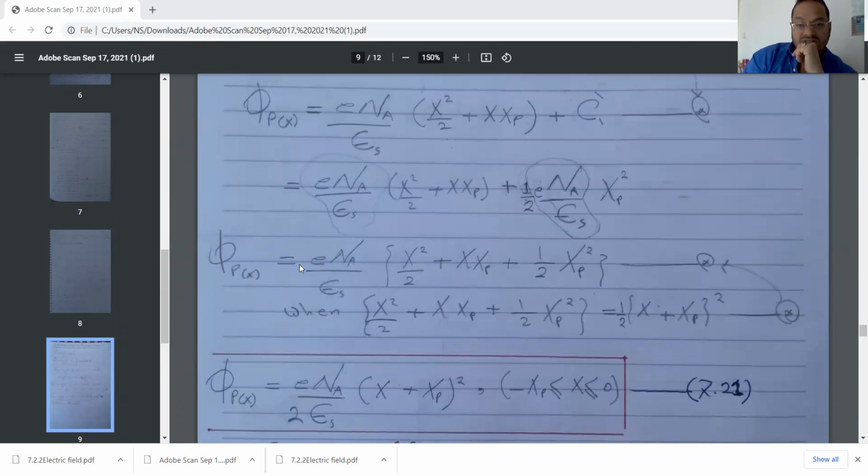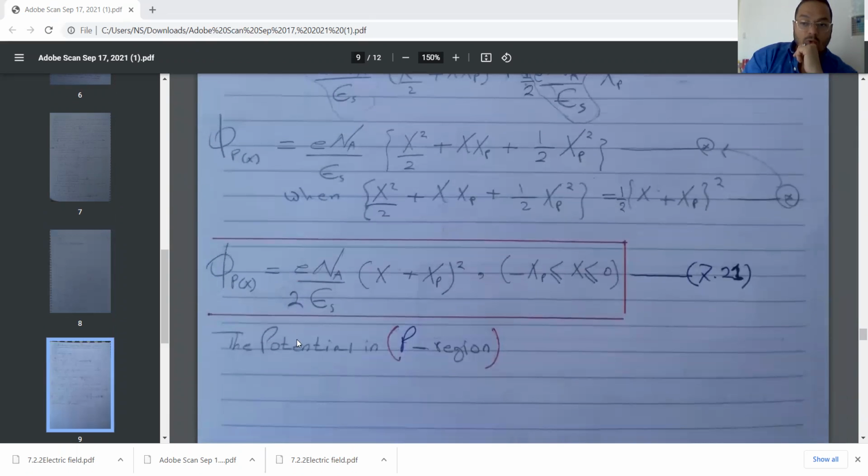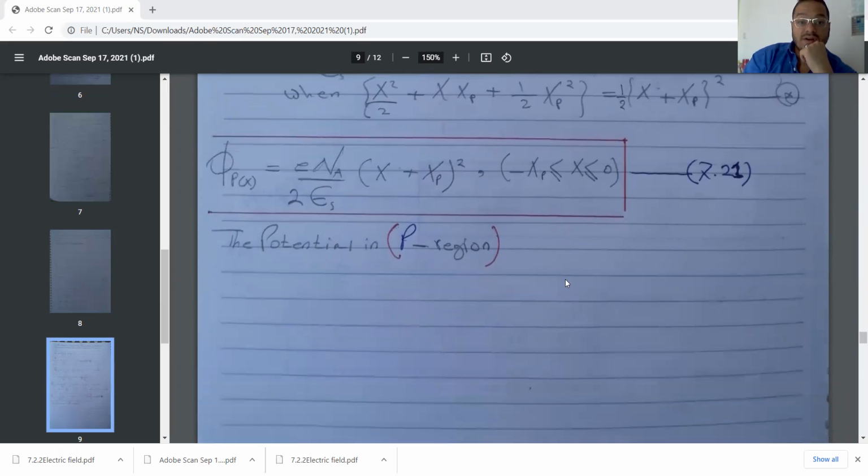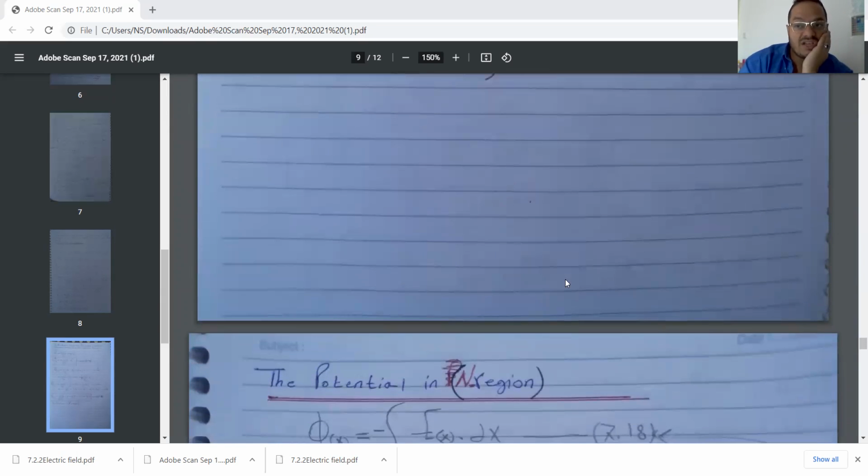Like we are seeing here, equation 7.21 will equal the acceptor concentration divided by 2 times the permittivity, times x plus the width at the P type, all that squared, when x is bigger than or equal to minus the width at the P region, and smaller than or equal to 0.